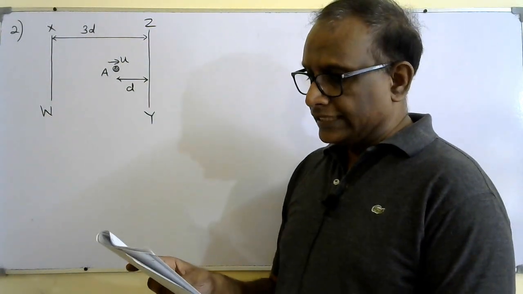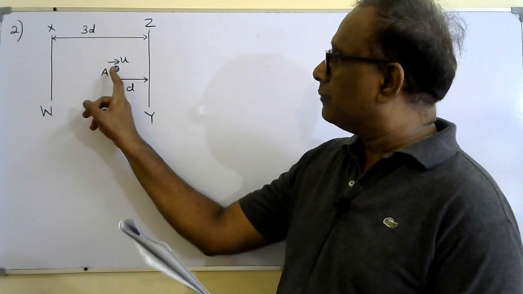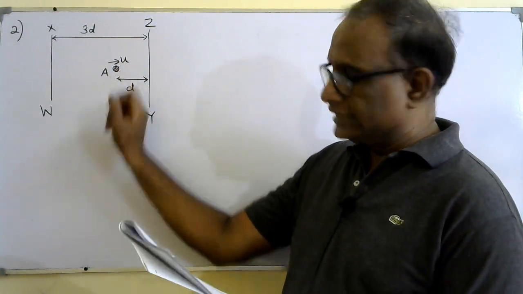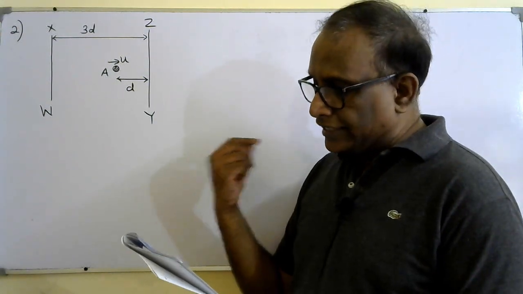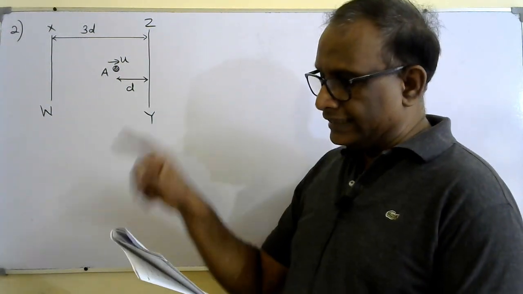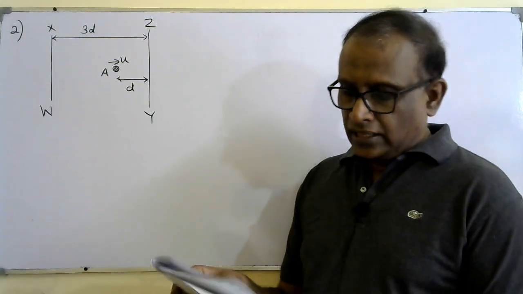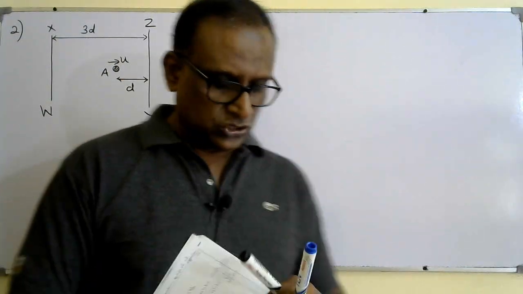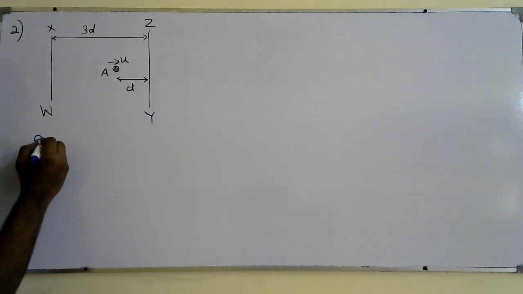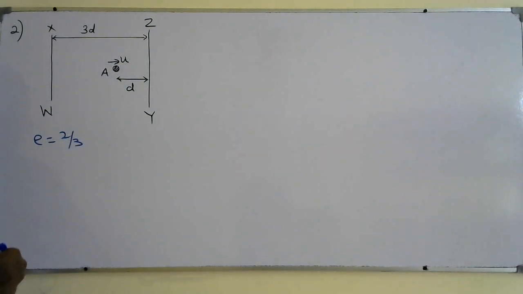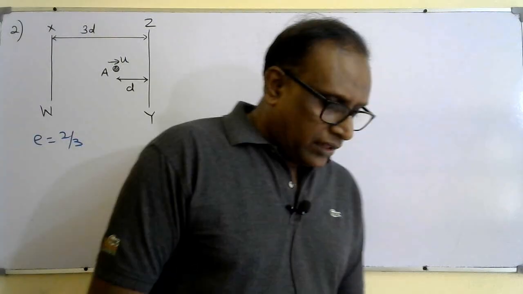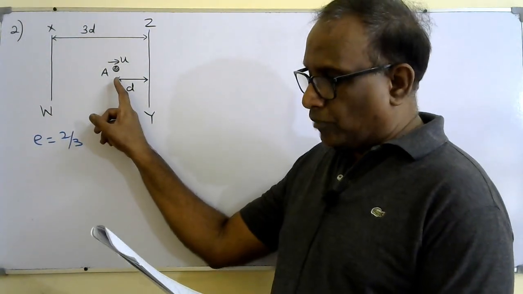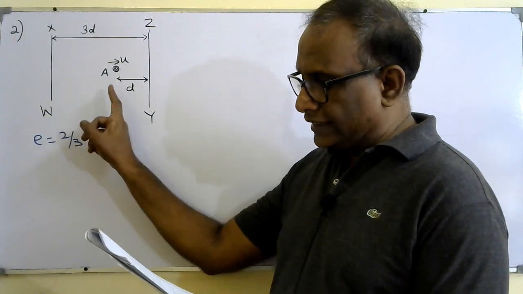A particle is projected from A along the floor with an initial speed u towards YZ, in the direction perpendicular to YZ. The coefficient of restitution between the particle and each wall is 2 by 3. So they are giving E equal to 2 by 3.